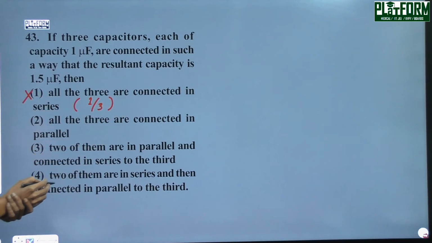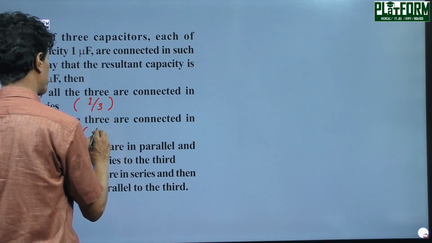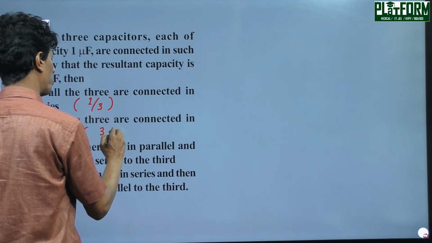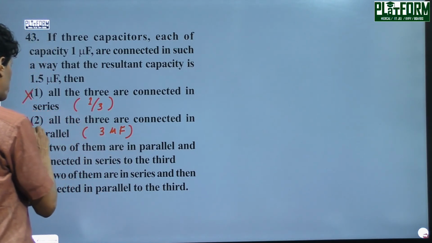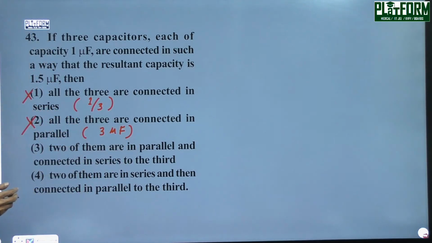All 3 connected in parallel. In this case, the capacitance becomes 3 microfarad. So that is also not the right option. 2 is also not the right option here.